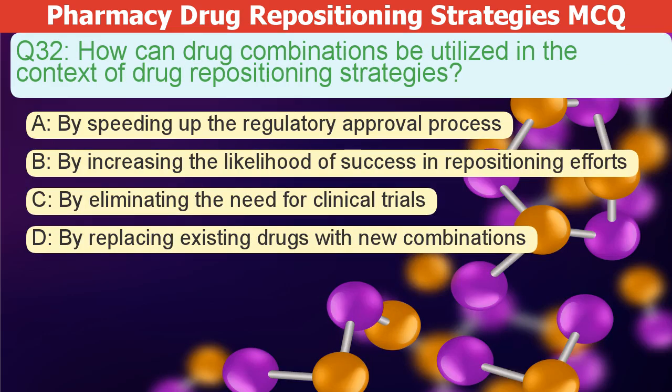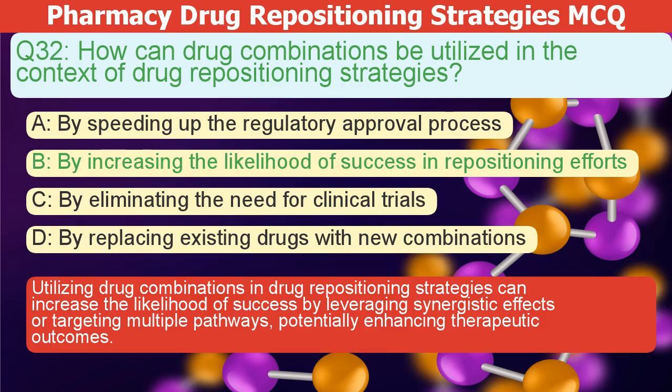How can drug combinations be used in drug repositioning strategies? A. By speeding up regulatory approval. B. By increasing the chances of success. C. By eliminating the need for clinical trials. D. By replacing existing drugs with new combinations. The correct answer is B. Utilizing drug combinations in drug repositioning strategies can increase the likelihood of success by leveraging synergistic effects or targeting multiple pathways, potentially enhancing therapeutic outcomes.